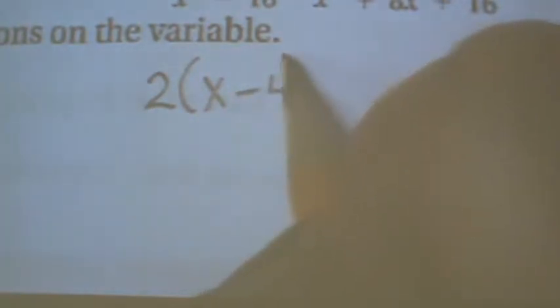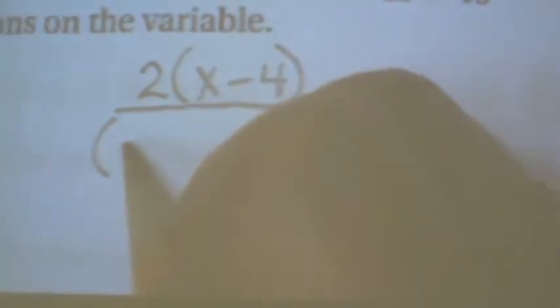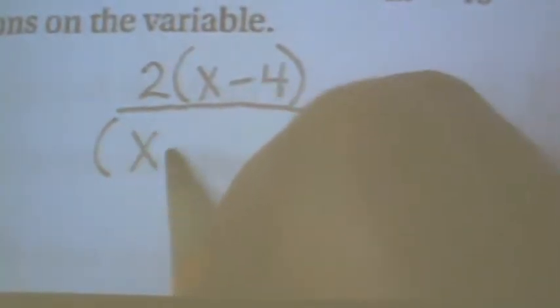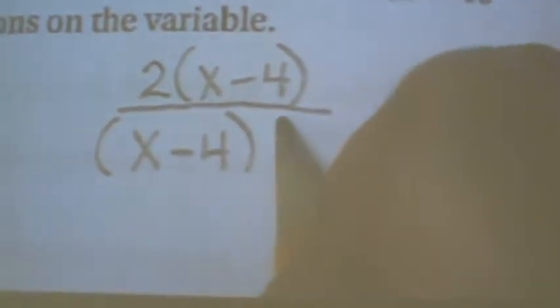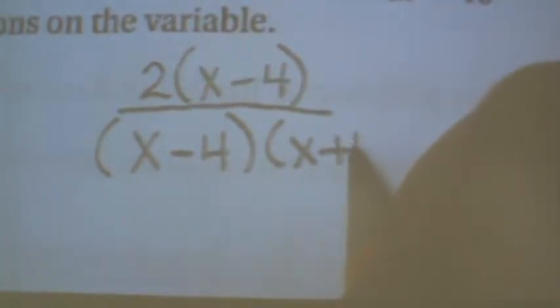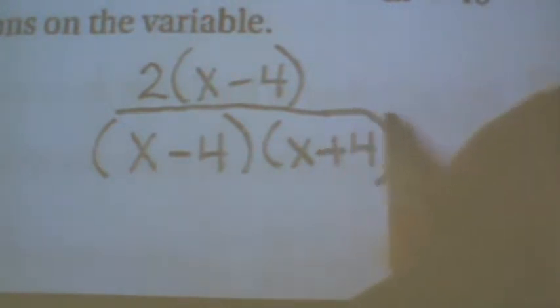Can anyone give me a suggestion how to break up 2x minus 8? Is there something common you can take out? Take out a 2, and what's left? x minus 4. Thank you. How about x squared minus 16? How does that factor? I'm going to do a positive factor. Difference of 2 perfect squares.